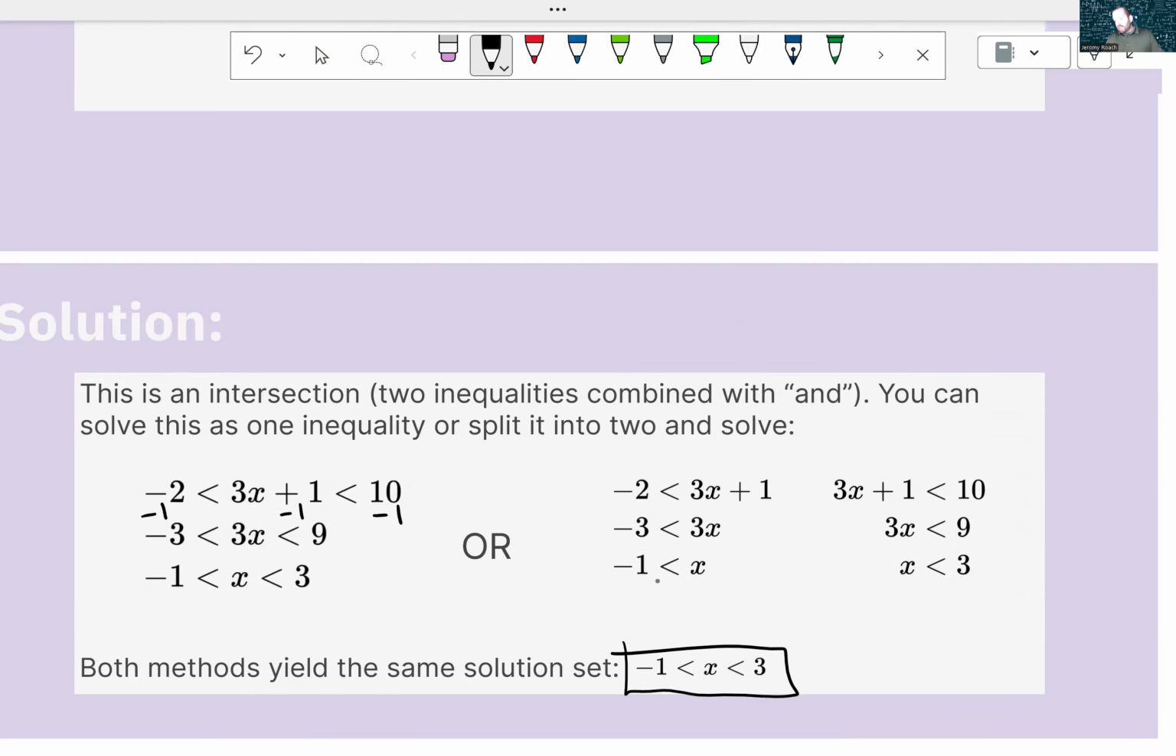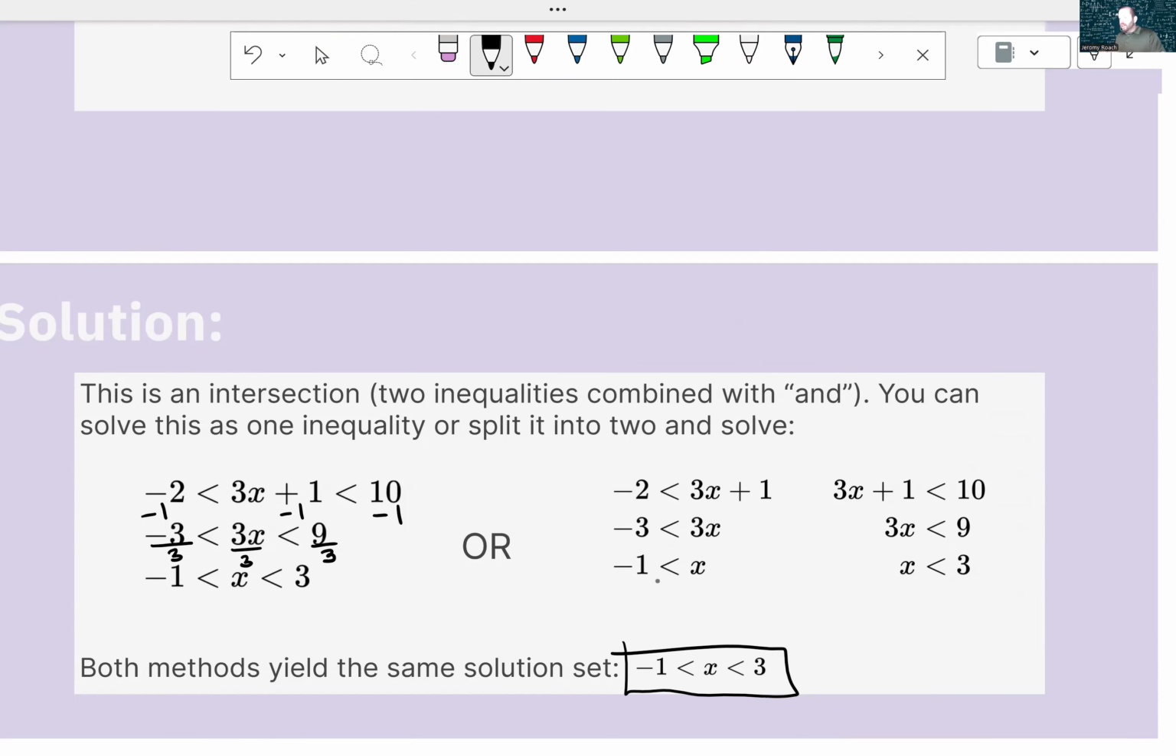So we have -3 is less than 3x, which is less than 9. And then we do the same thing, all three sides, divide by 3, divide by 3, divide by 3. And we don't have to change the sign because we just divided by a positive number. So that's our final answer. X is between -1 and 3.